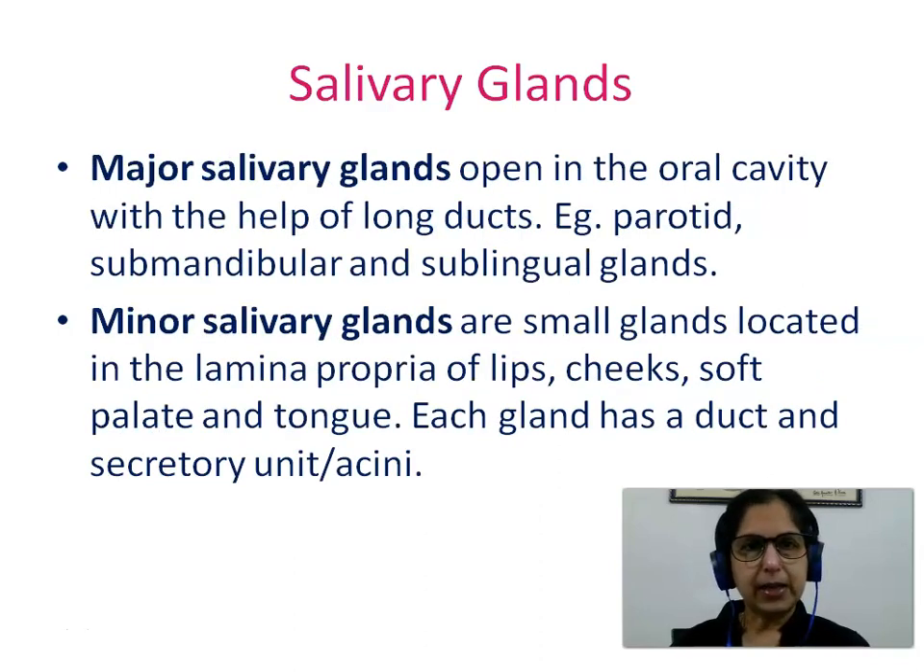Major salivary glands open in the oral cavity with the help of long ducts, and examples are parotid, submandibular and sublingual glands. The minor salivary glands are small glands located in the lamina propria of lips, cheeks, soft palate and tongue. Each gland has a duct and a secretory unit or acini.